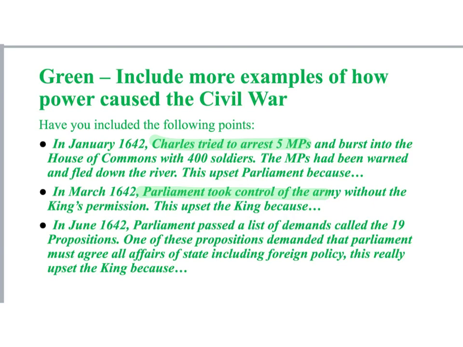Now, we've had this on one of the other slides, the 19 propositions. I'm looking at a different proposition than I did with religion. One of the 19 propositions was that Parliament must agree all affairs of state, including foreign policy. That really upset the king, because he's the person who decides whether they go to war. Why should Parliament have a say in what the country does? Yes, they should advise, but the fact that Parliament had to sign off on everything to do with foreign policy, religion and finance really showed that the king was going to have to give up virtually all his power to Parliament, and that really upset him.